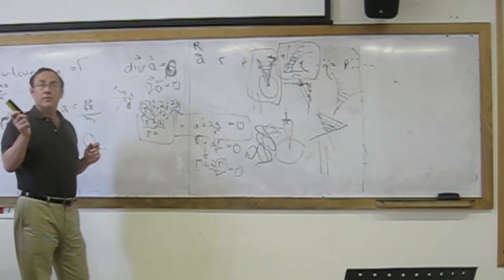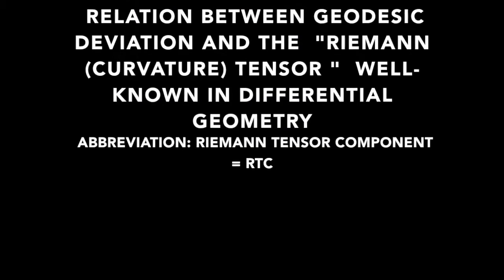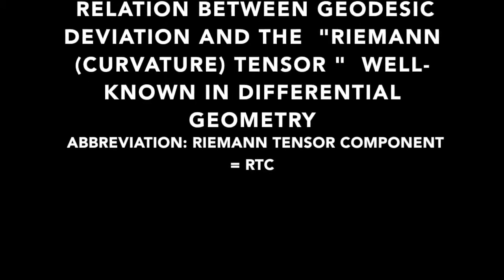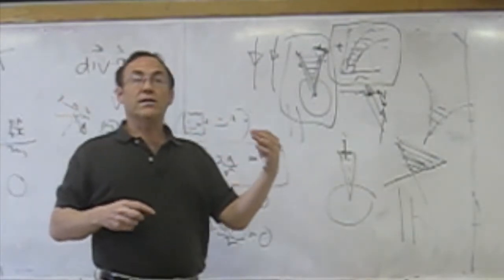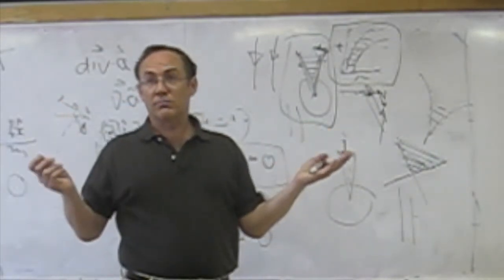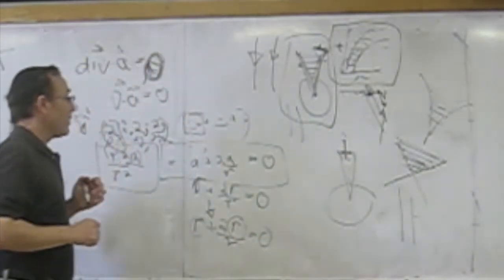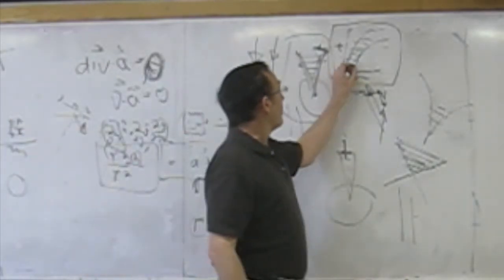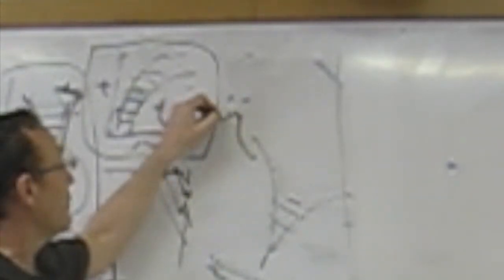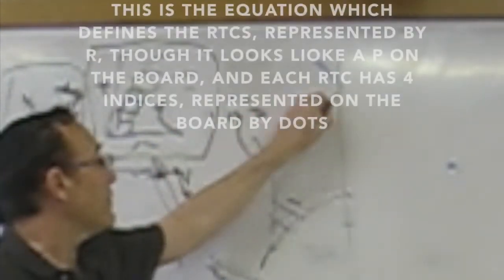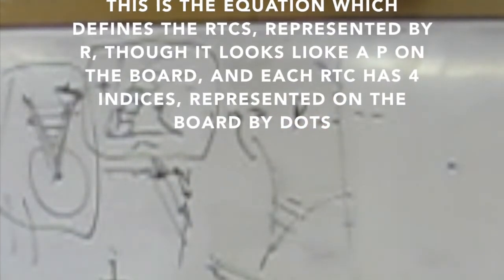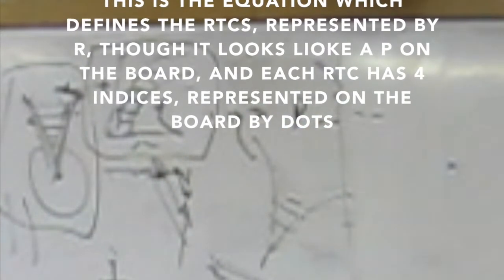Any other questions? In differential geometry, that measure of geodesic deviation is called Riemann curvature. Okay, if you take this distance, let's call it eta, then eta double dot, that acceleration, will be something with the Riemann tensor. That measures the geodesic deviation.